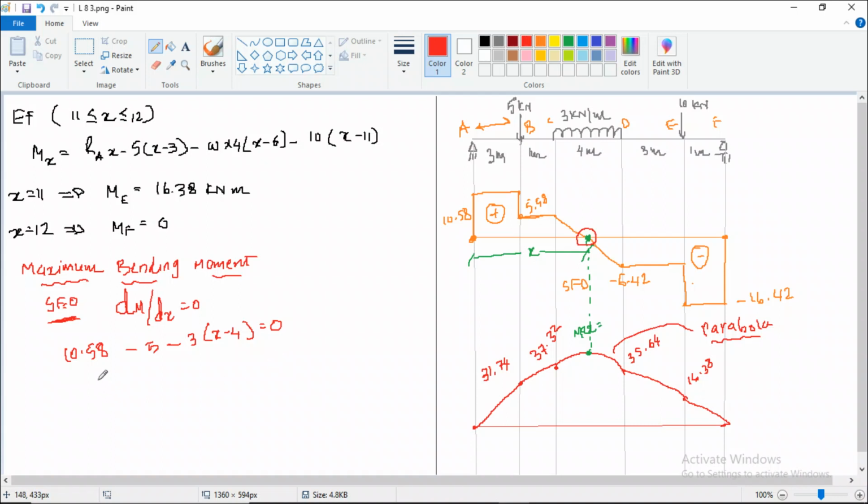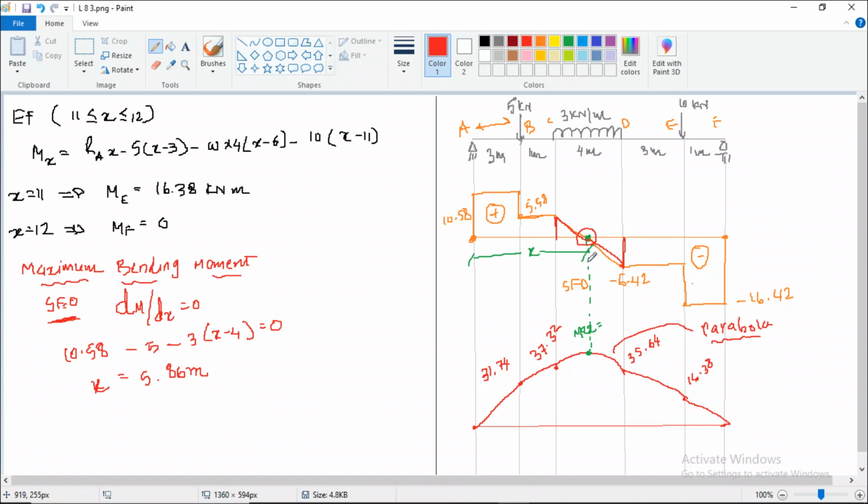So if you solve this, you will get your x value as 5.86 meter. X is at 5.86 meter, right? Now there is another way to find this. You can consider this portion as a similar triangle, and you can apply the similar triangle rule and find out the value of x, right?